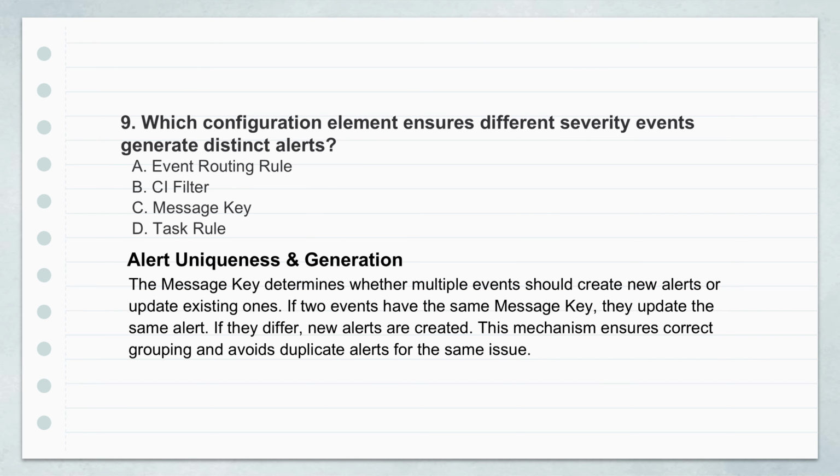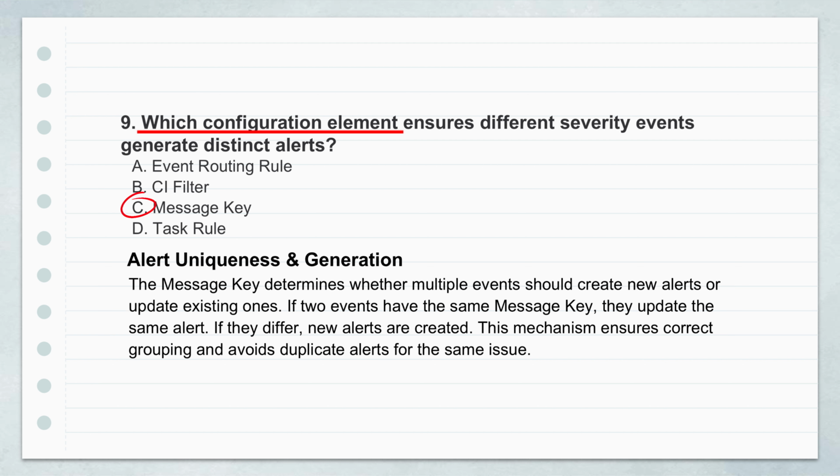Makes sense. Question 9. Which configuration element ensures different severity events generate distinct alerts? The answer here is C, message key. How does a message key achieve this separation? The message key is basically a unique fingerprint for an event occurrence. When an event comes in, the system looks at the message key and the associated CI. Okay. If another event comes in later for the same CI, but it has a different message key, maybe because the severity level changed or some other detail is different, the system treats it as a brand new, distinct event.